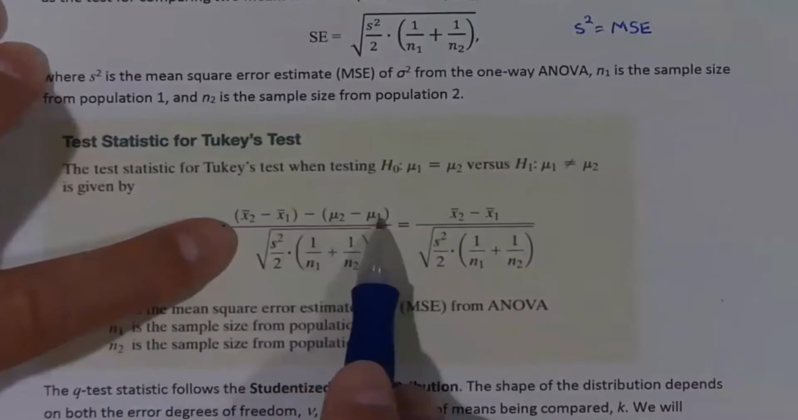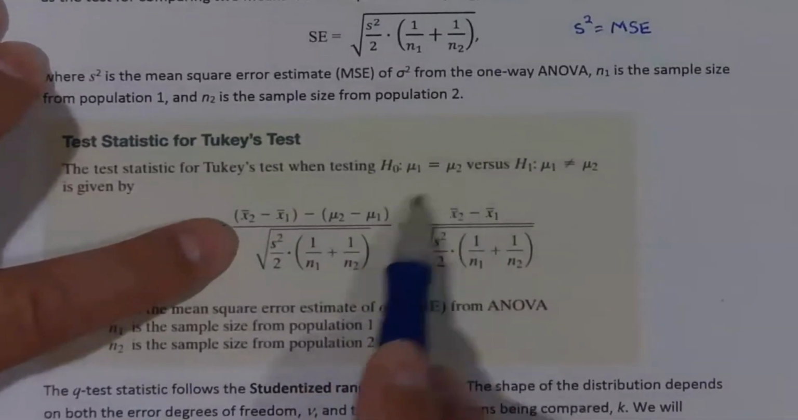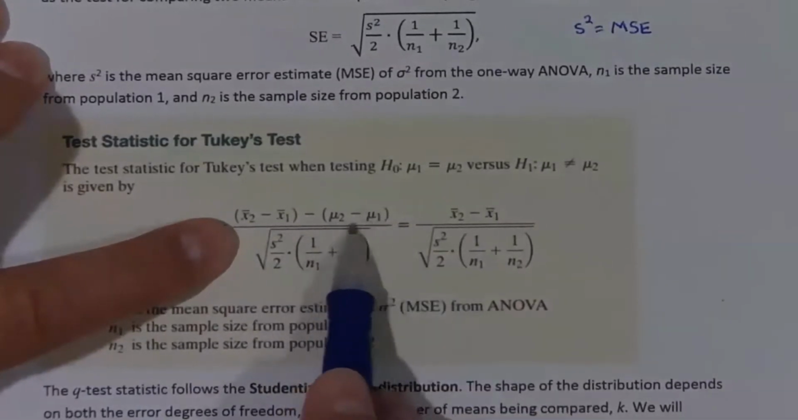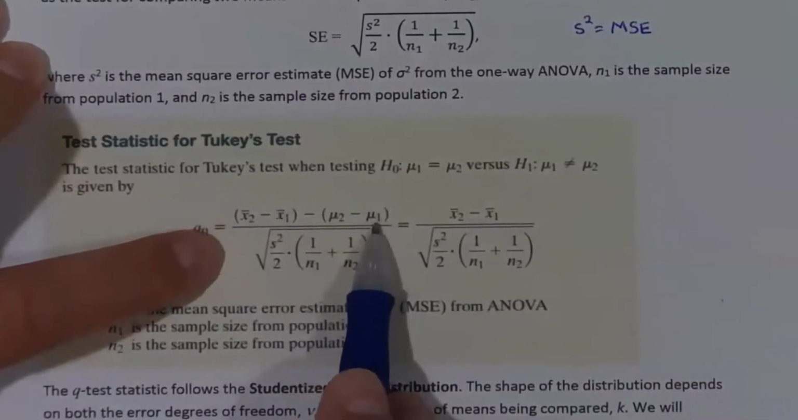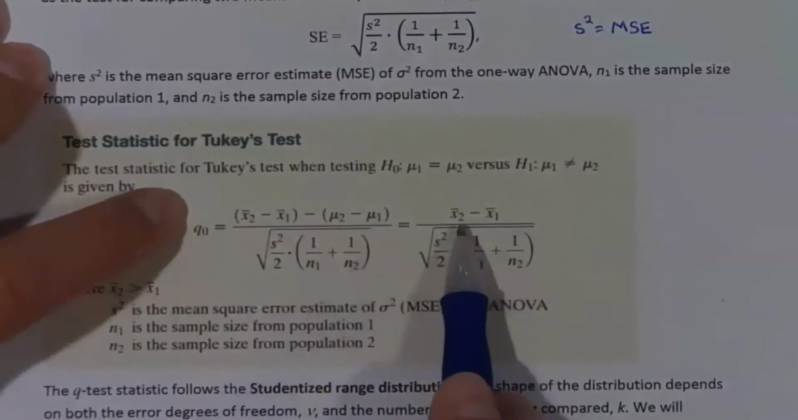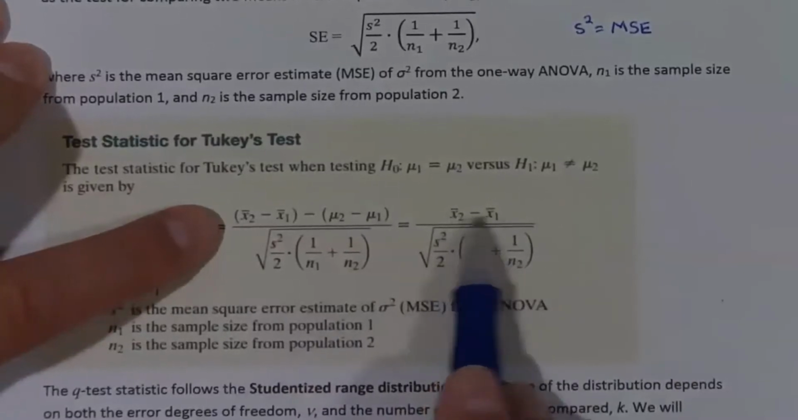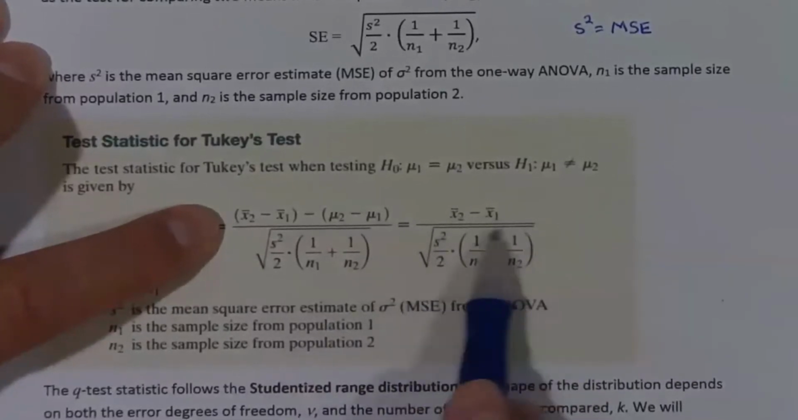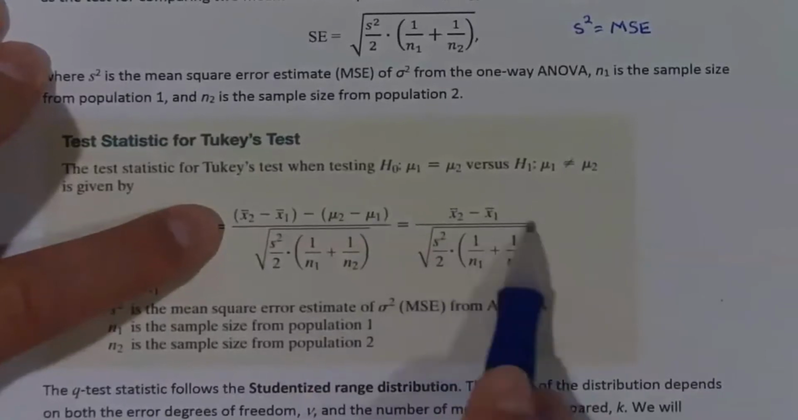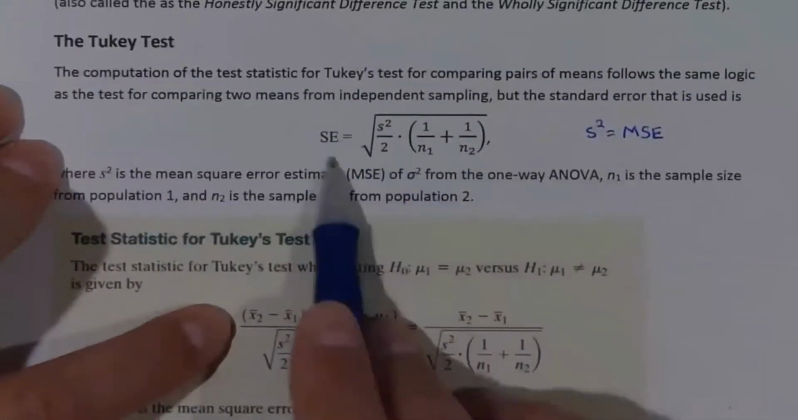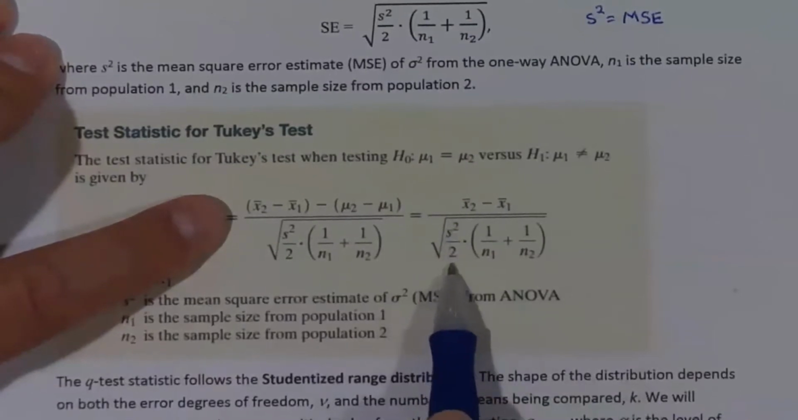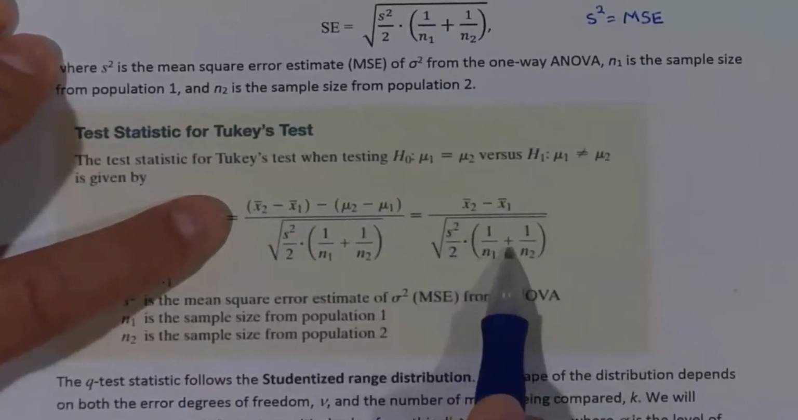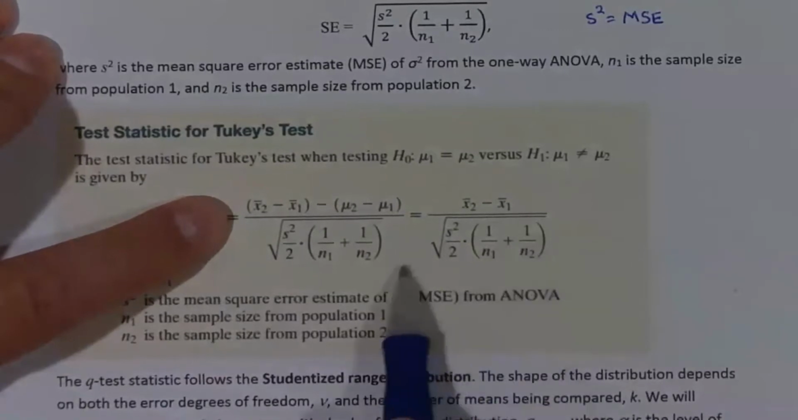Now, if mu2 and mu1 are assumed to be equal to each other, then mu2 minus mu1 would be 0, which means we really don't need that in the calculation. So really what we're going to be doing is just looking at the difference between the two means, and we're going to divide that by the SE. And again, that right there is just what we talked about up here. So again, that's the mean square due to error divided by 2 times 1 over the first sample size plus 1 over the second sample size, square rooted.